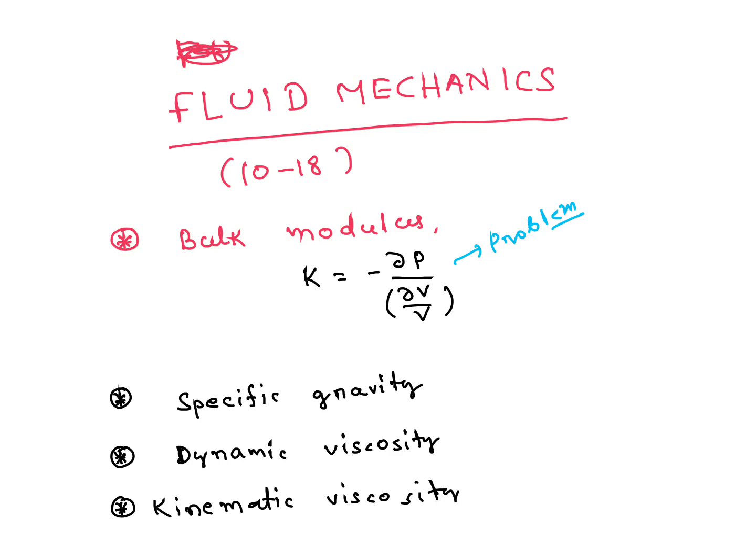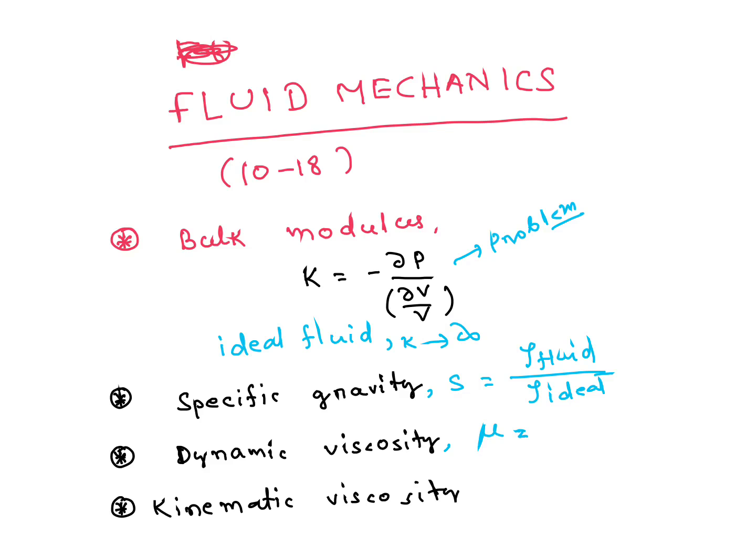And one important thing here: for ideal fluid, K is infinity. Then specific gravity S, density of fluid by density of ideal fluid. Then dynamic viscosity mu, its unit is important, poise.